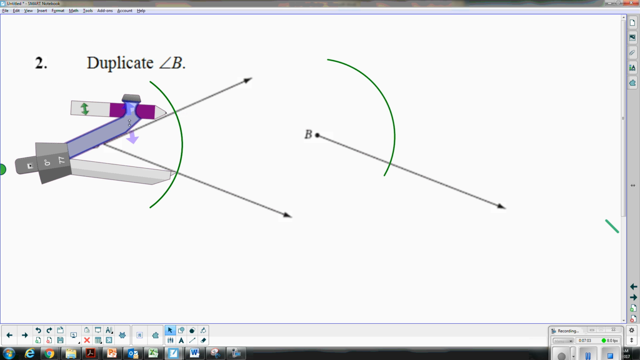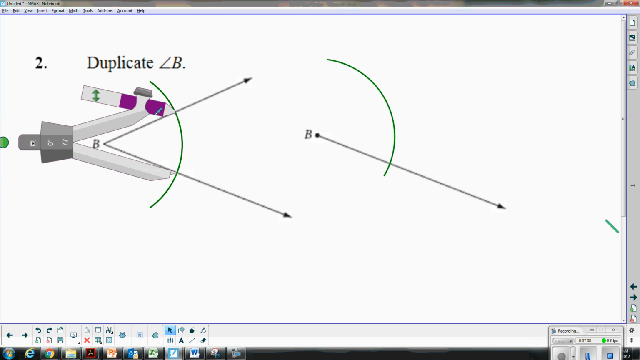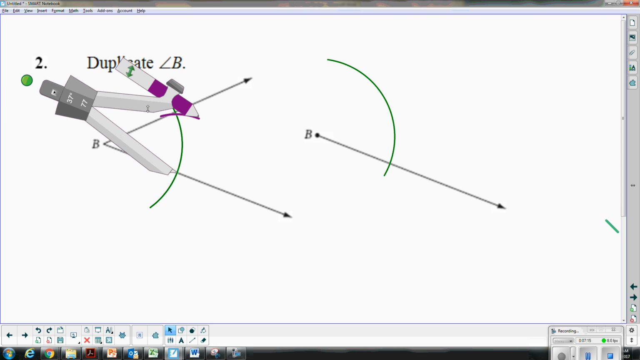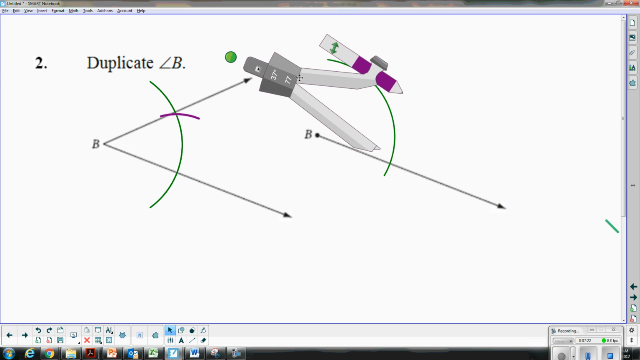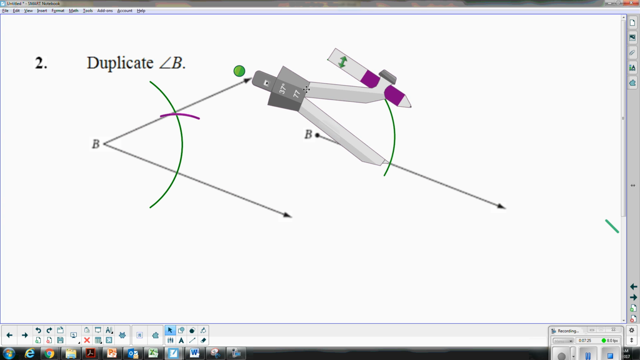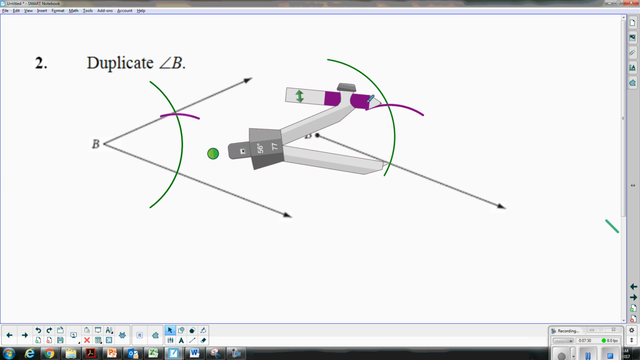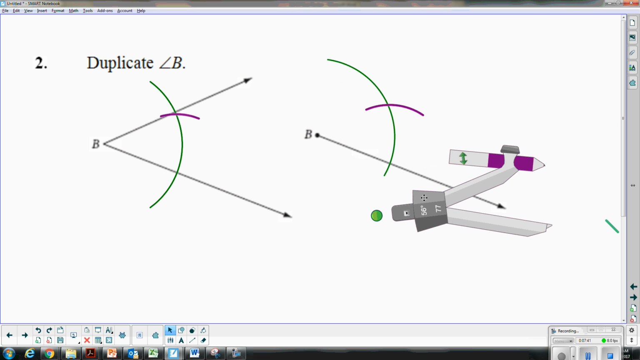Make it just my arc a little bit bigger. All right, so here's my point where those two intersect to form that next point in order to make the angle. Without changing my settings, I'm going to move it over here and do the same thing. I'm going to start where that arc intersected with ray B, and I'm going to use however big I measured angle B to be, however big that arc was, and keep my settings the same and do it on ray B.